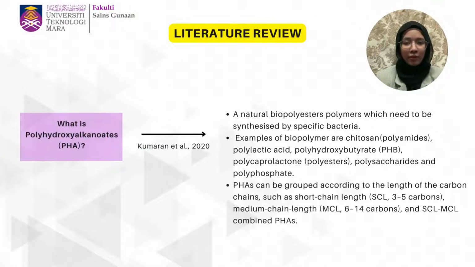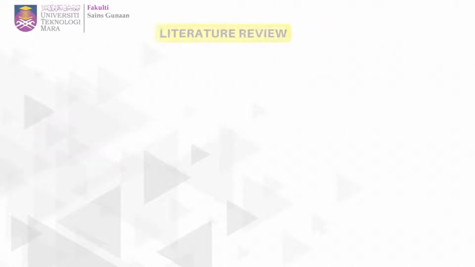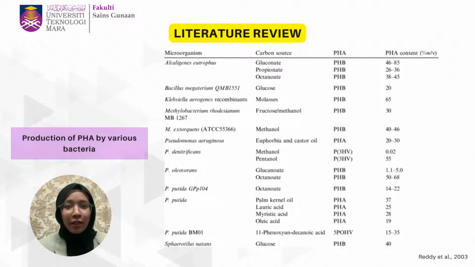Based on a journal by Kumaran, PHA is a natural biopolyester polymer which needs to be synthesized by specific bacteria. Examples of biopolymers are chitosan, polylactic acid, and polyhydroxybutyrate. PHAs can be grouped according to the length of the carbon chains, such as short chain length (SCL), which contains 3 to 5 carbons, medium chain length (MCL), 6 to 14 carbons, and SCL-MCL combined PHAs. As you can see, these are examples of PHA production by various bacteria and their carbon sources. This info is based on the related research papers.